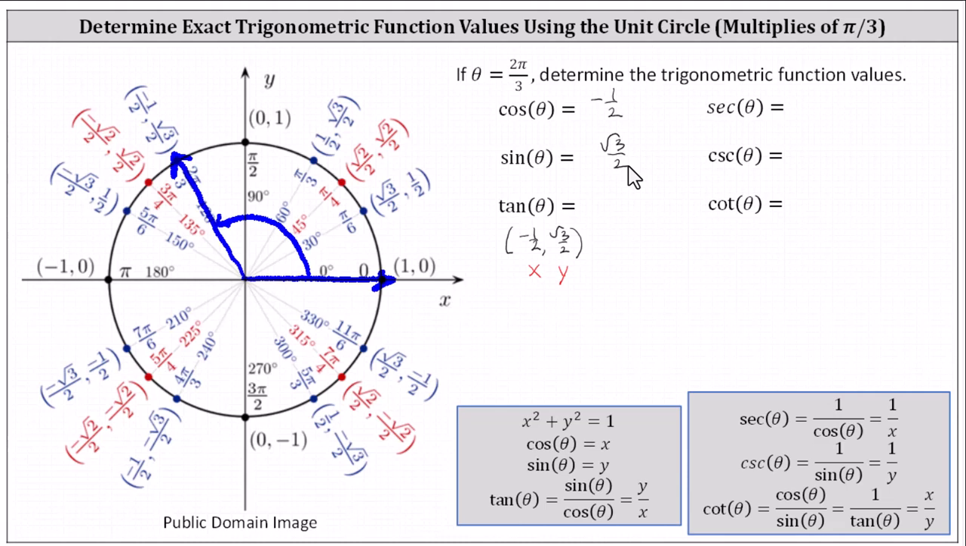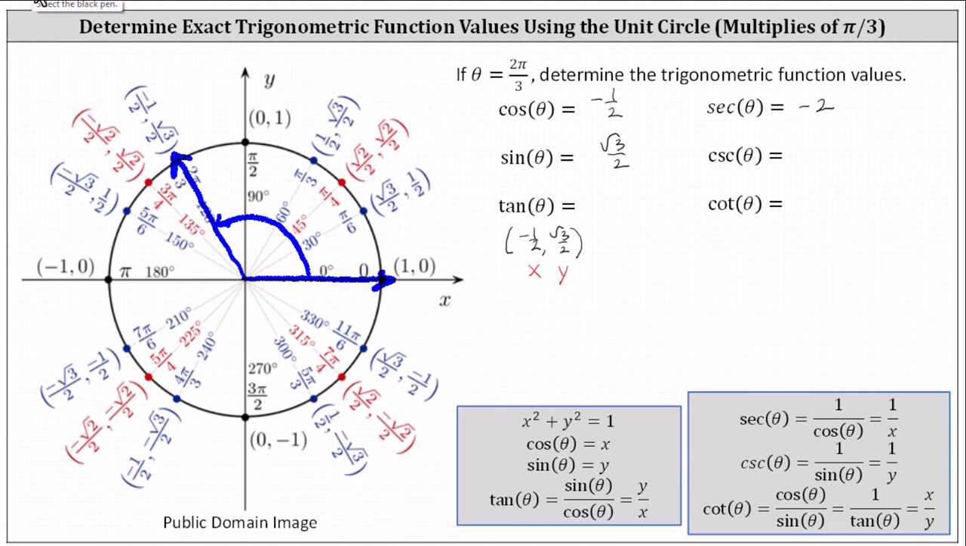Next, secant theta equals a reciprocal of cosine theta, or 1 divided by x. Notice the reciprocal of -1/2 is -2 divided by 1, or -2, which indicates secant 2 pi divided by 3 equals -2. Next, the cosecant function value equals a reciprocal of the sine function value, or 1 divided by y.